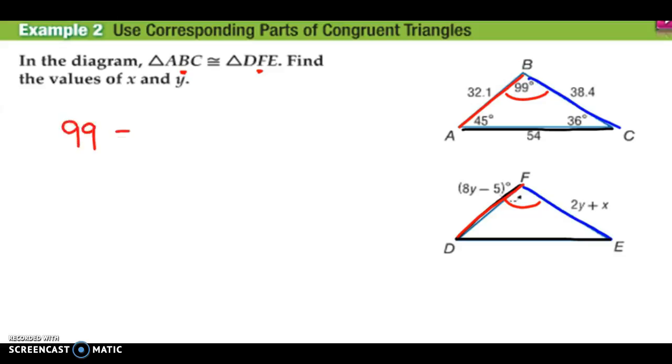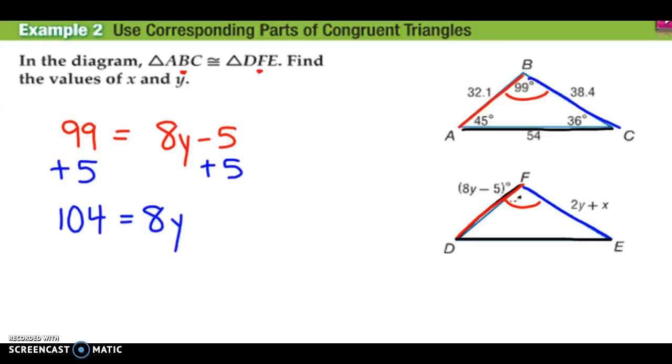So I can write 99 is equal to 8y minus 5. Now it becomes an algebra problem. I add 5 to both sides and I get 104 is equal to 8y. Now if I want to figure out the value of y, divide by 8, and I would get 13. Y is equal to 13.